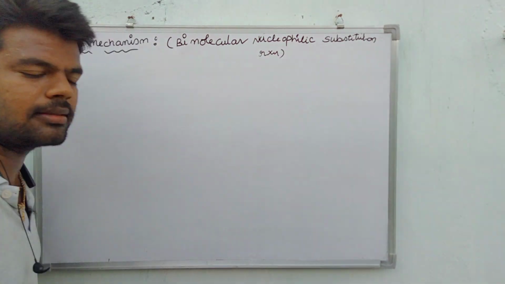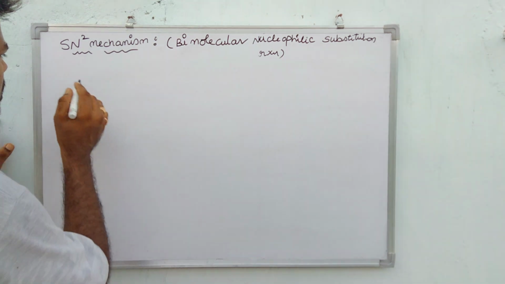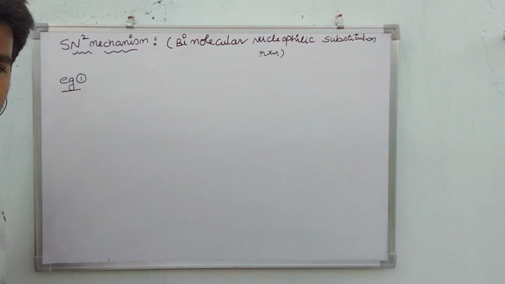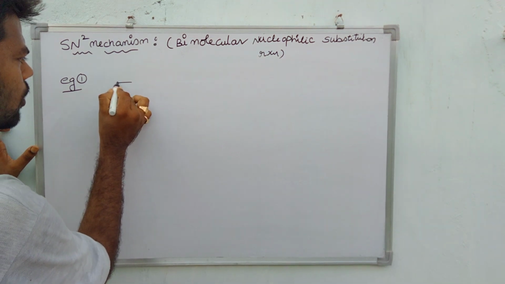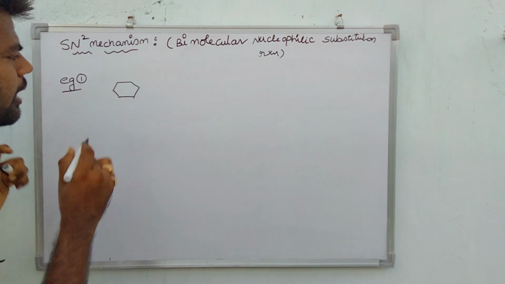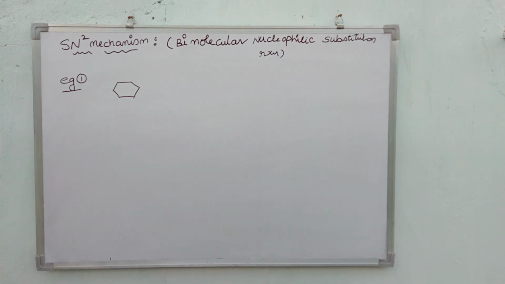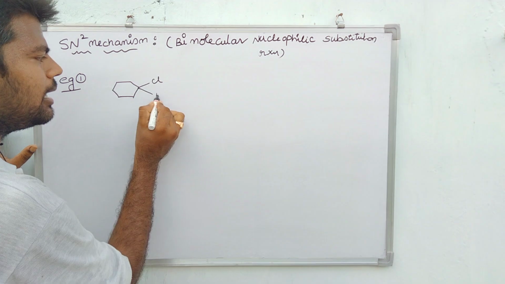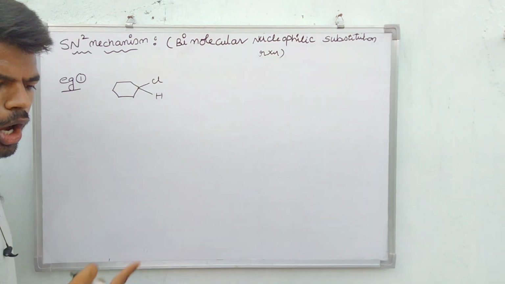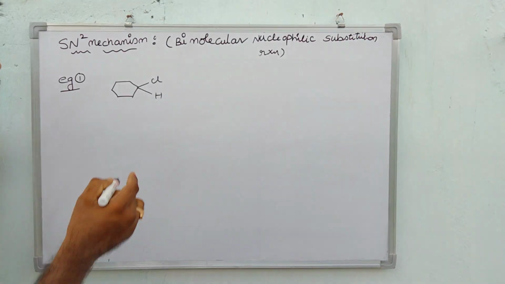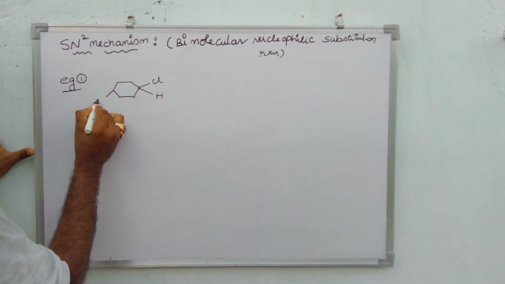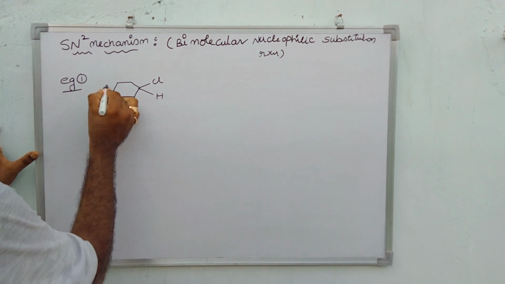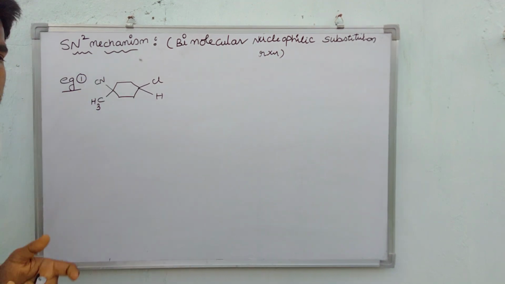Friends, observe carefully. Take example 1. What is example 1? Suppose I take a cyclohexane ring, and a chlorine atom is present there as a leaving group. On this carbon there is already one hydrogen atom present. On this particular position there is a methyl group, and in the same manner on this position there is a cyanide group.